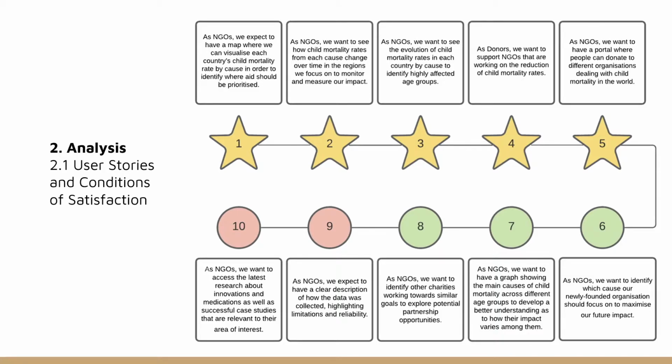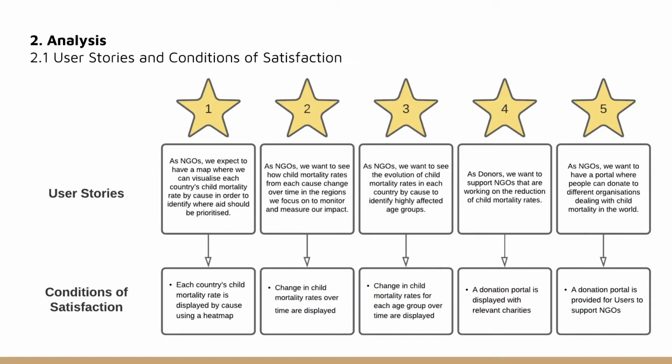While user stories 6 to 8 were also included in the application, we decided not to take into account the 2 stories deemed least important. Now, we explore the 5 most important stories in greater depth, highlighting their conditions of satisfaction. Our first user story is about providing a heat map for each cause, such that NGOs can identify the regions where the delivery of foreign aid should be prioritized.